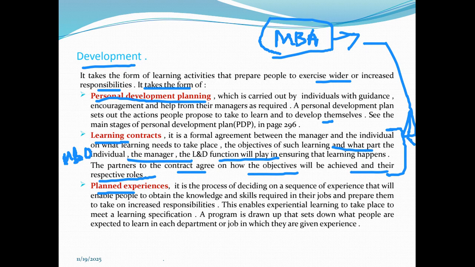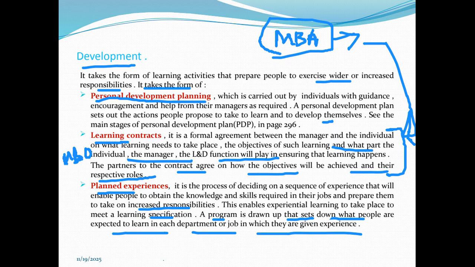It is the process of deciding on a sequence of experiences that will enable people to obtain knowledge and skills required in their jobs and prepare them to take increased responsibility. This enables experiential learning to take place to meet a learning specification. So a program is drawn up that sets down what people are expected to learn in each department or job in which they are given experiences.